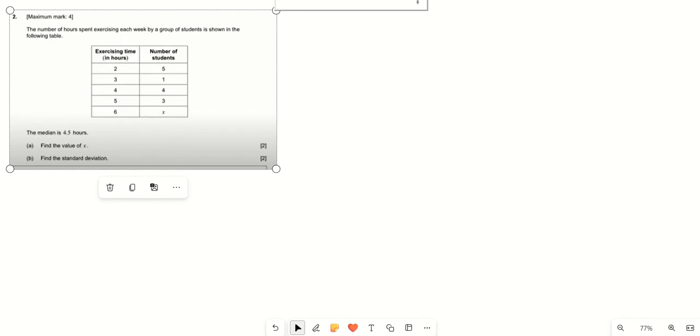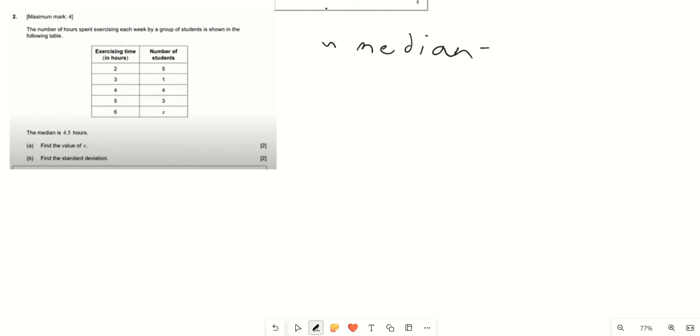So let's write it down. The median is 4.5. Now the median is the value that 50% of the students spent more or equal than that preparing, and 50% of the students spent less or equal than that preparing. Now if the median is 4.5, it's something between 4 and 5.